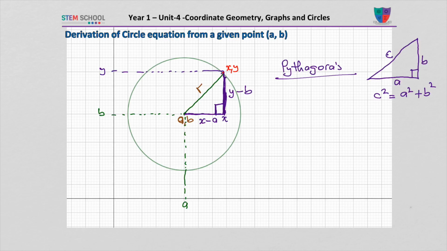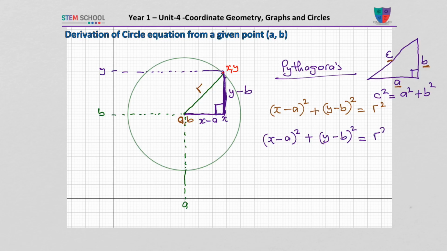So I can say X minus A squared, that's the A here, plus Y minus B squared, that's the B here, will be equal to R squared, that's the C. Circle equation from a given point A and B is X minus A squared plus Y minus B squared will be equal to R squared.